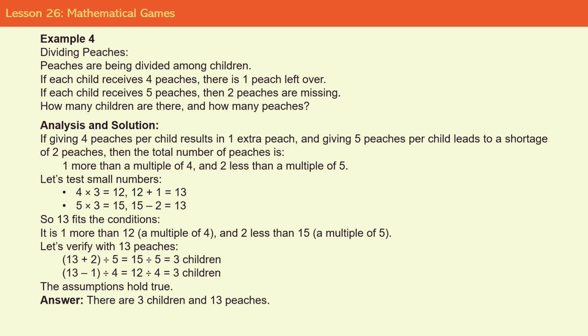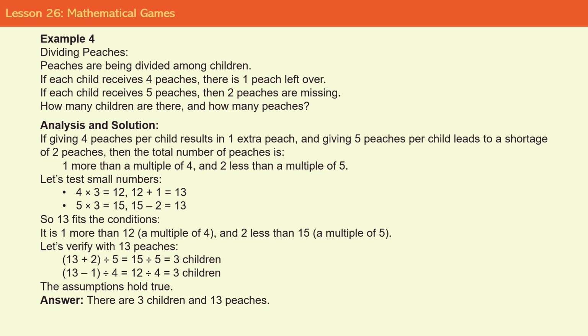If giving 4 peaches per child results in 1 extra peach, and giving 5 peaches per child leads to a shortage of 2 peaches, then the total number of peaches is 1 more than a multiple of 4, and 2 less than a multiple of 5. Let's test small numbers. 4 times 3 equals 12, 12 plus 1 equals 13. 5 times 3 equals 15, 15 minus 2 equals 13. So 13 fits the conditions.